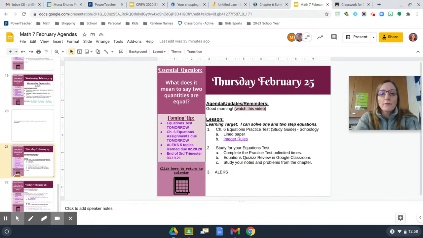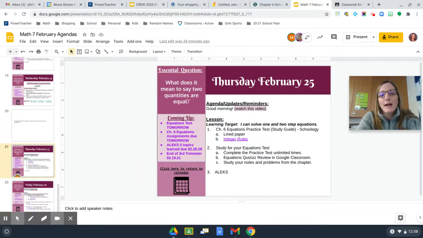Your learning target for today is I can solve 1- and 2-step equations, which is what we're going to be looking at in number 1 in your Chapter 6 Equations Practice Test, your study guide today in Schoology. In that practice test, that study guide, I'm going to go through a few problems with you here shortly. Just to remind you of a few things as you prepare yourself for your test tomorrow on Friday.